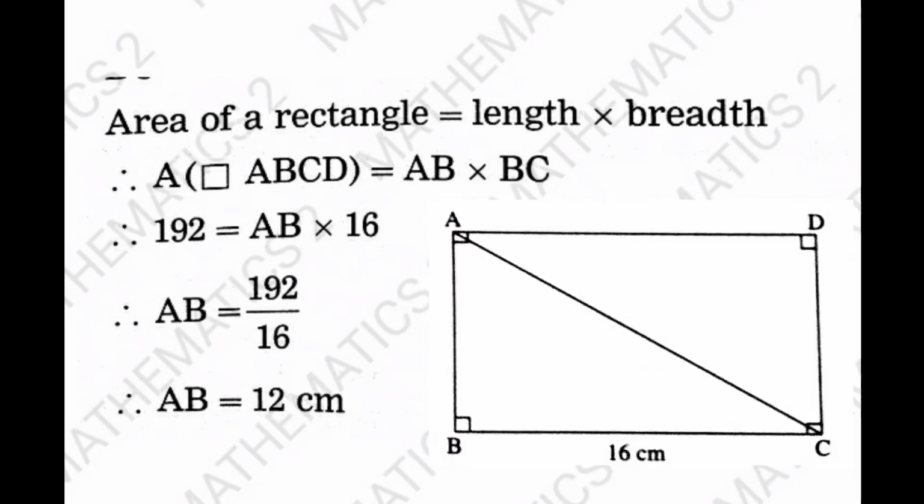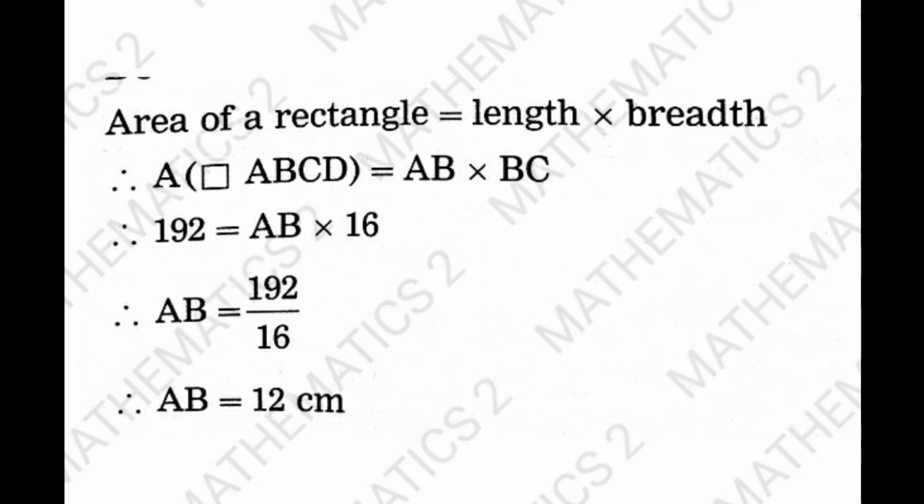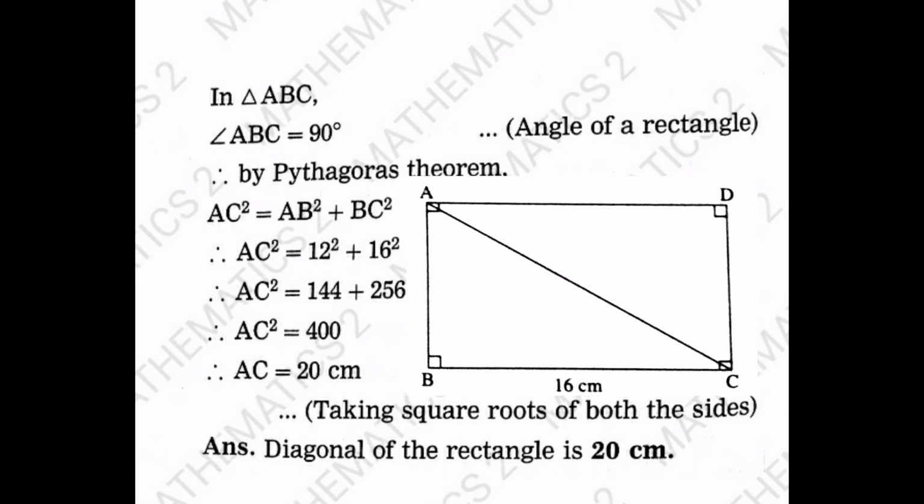Area of a rectangle is equal to length into breadth. Area of a rectangle is equal to AB into BC. So the area of the rectangle is 192, that is equal to AB into 16. AB is equal to 192 upon 16. By calculation, I will get AB is equal to 12 centimeter. That is the breadth of the rectangle, that is AB, is equal to 12 centimeter. Now I know AB is 12 centimeter, BC is 16 centimeter. So I will find out AC using Pythagoras theorem.